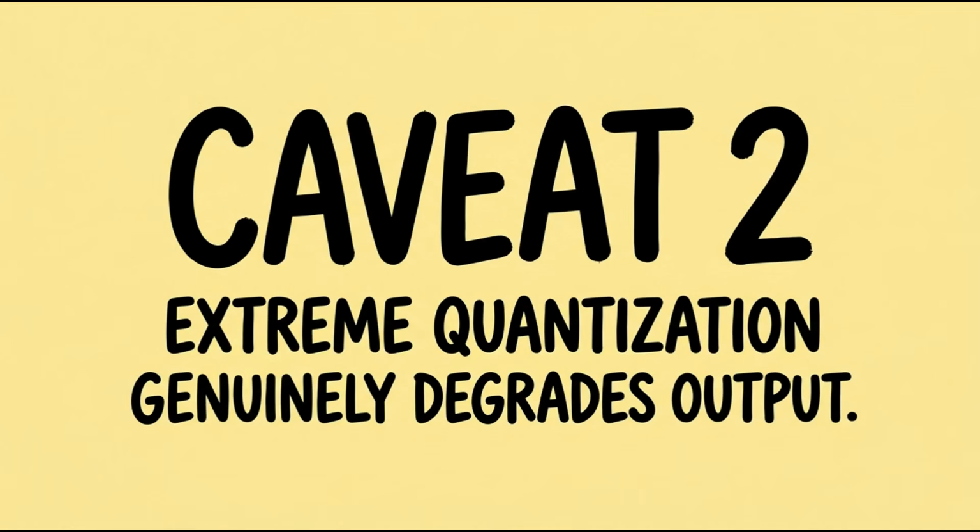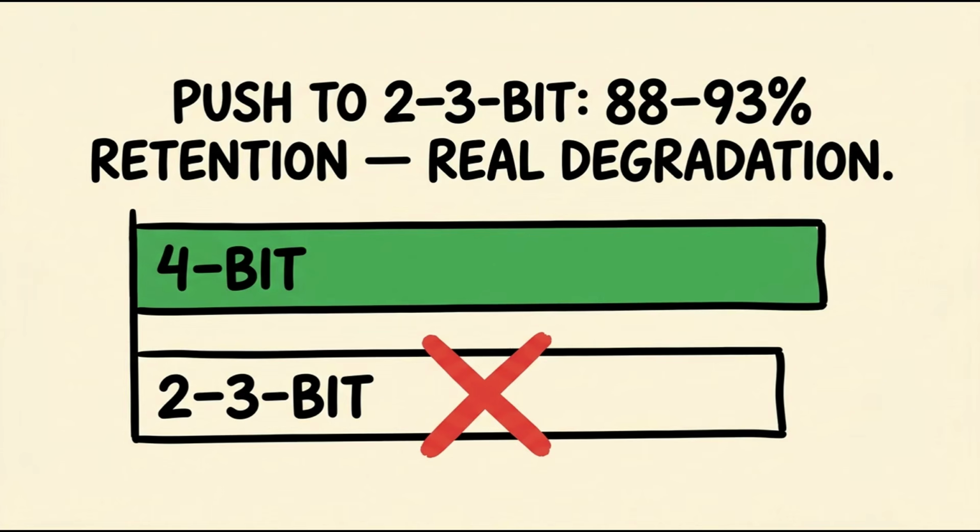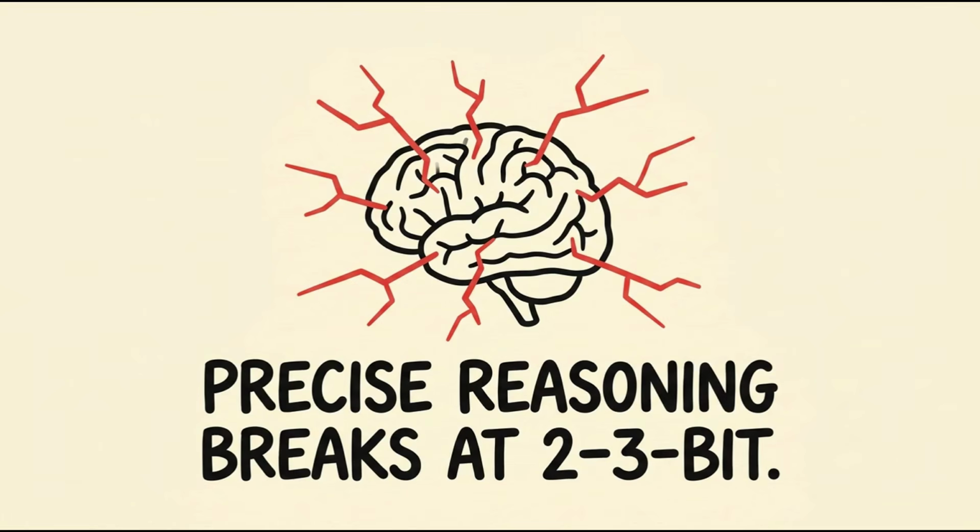Second, quantization at the extreme end genuinely degrades output. 4-bit preserves 95 to 97% of model quality for general tasks. That's solid. But push to 2 or 3-bit, the range you'd need to even attempt squeezing K3 toward prosumer reach, and you're down to 88 to 93% retention, which shows up as real degradation on anything requiring precise reasoning.